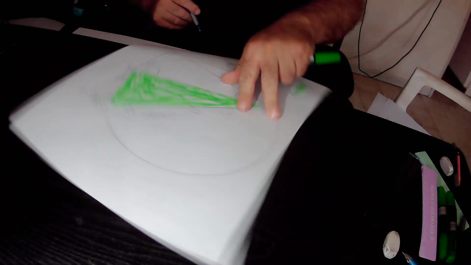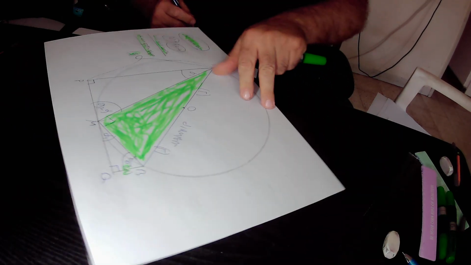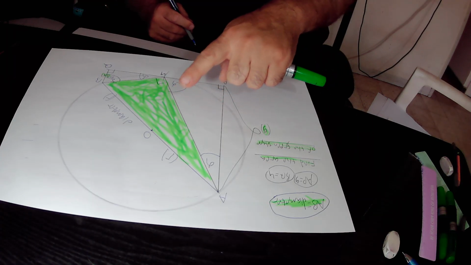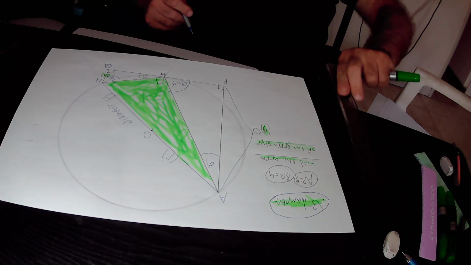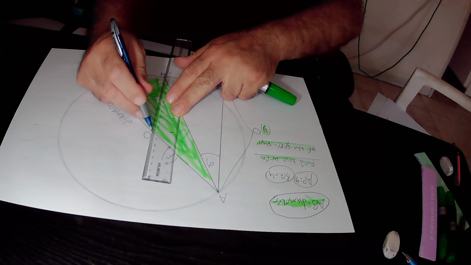In the next step, we will join points O and M together by a straight line. Point O is the center of the circle. Point M is a point on the circle itself. Therefore, OM is the radius of the circle and is equal to R.